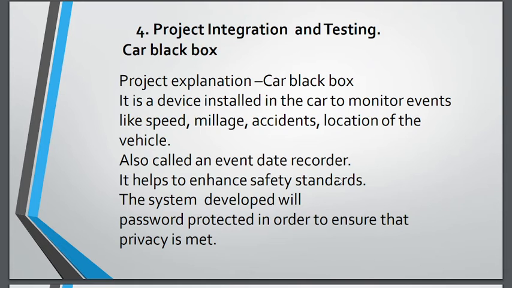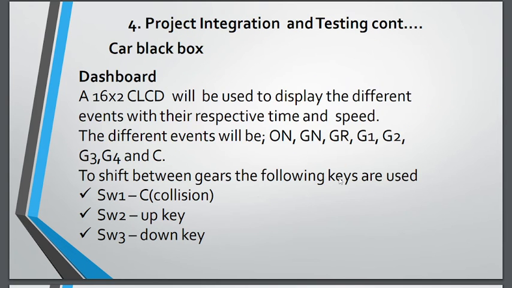A car black box is a device installed in the car to monitor events like speed, mileage, accidents, and location of the vehicle, also called an event data recorder. It helps to enhance safety standards. The system is developed to be password protected in order to ensure that privacy is met.